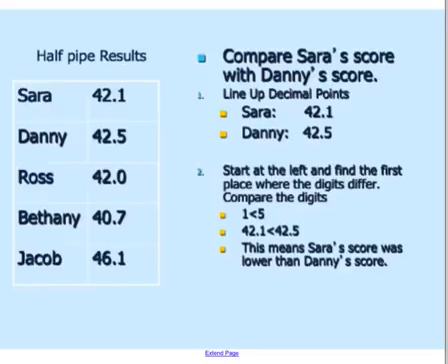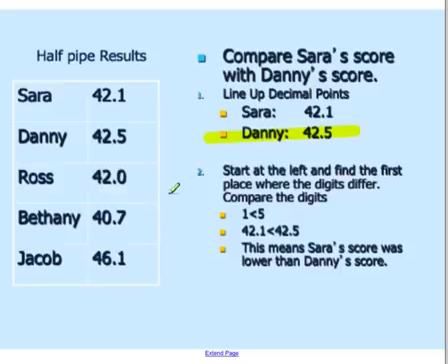Here I have some half-pipe results of students who were snowboarding. You can compare Sarah's score with Danny's score. You need to line up the decimal points. Sarah received 42 1/10. Danny received 42 5/10. Which is a higher number? If you think of it as money, 42 1/10 is like $42.10. Danny would receive $42.50. So looking at this, Danny's score would be higher if we're comparing high to low.